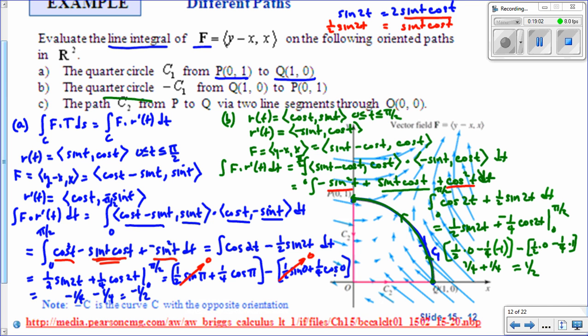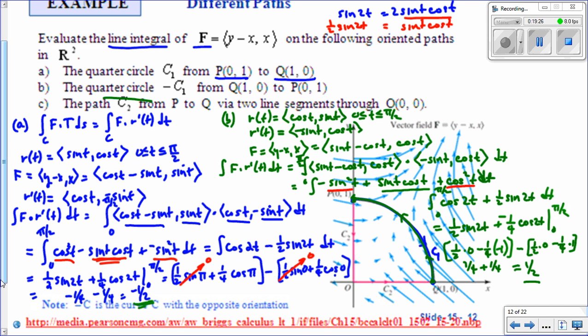Now notice here that it is the same curve, but now the orientation is different. And notice that the values came out to be the same absolute value, but they had opposite signs. So when you change directions, it makes it the negative of what the other direction's line integral would be.